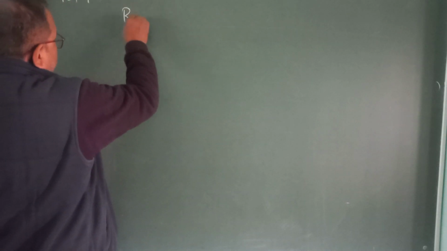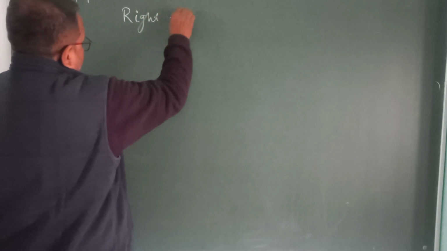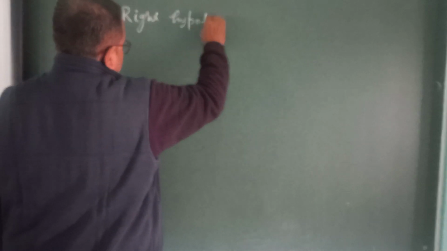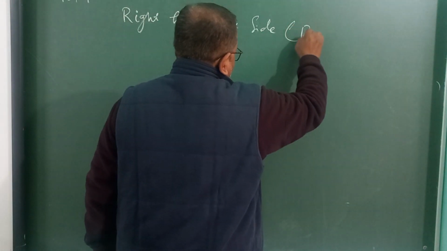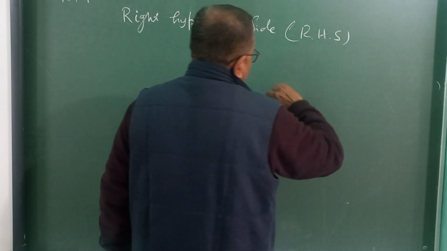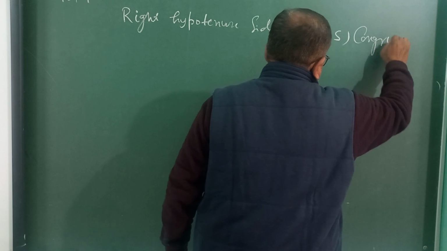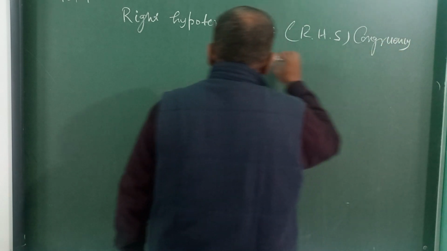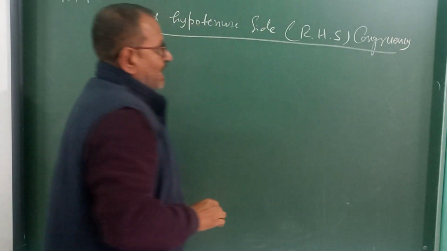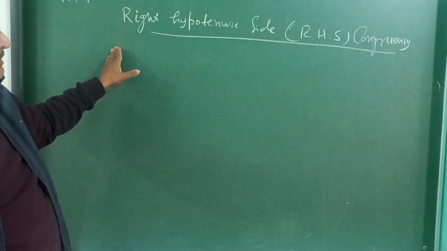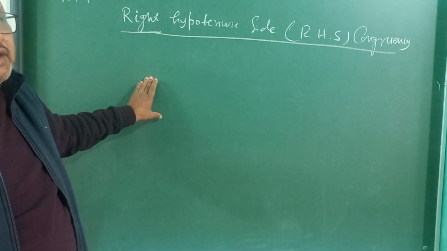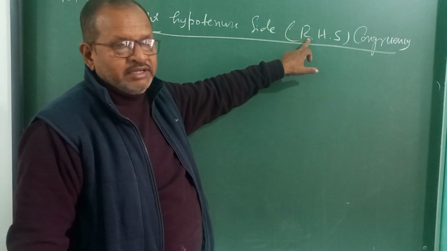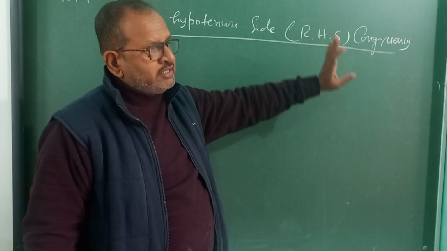Now the last condition of congruency is right angle hypotenuse side, RHS congruency. Right hypotenuse side congruency. This is the fifth condition. This condition is applied only in right angle triangles. R means right, 90 degree, H means hypotenuse, S is one side.